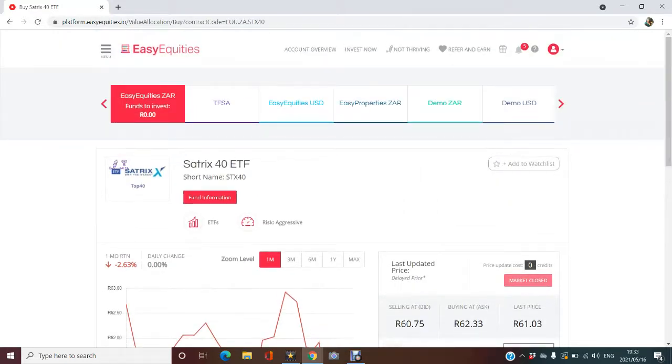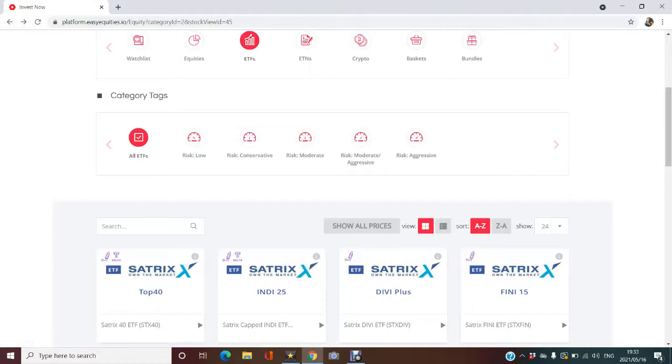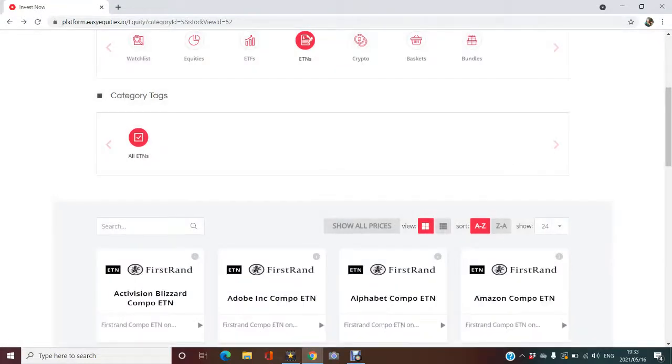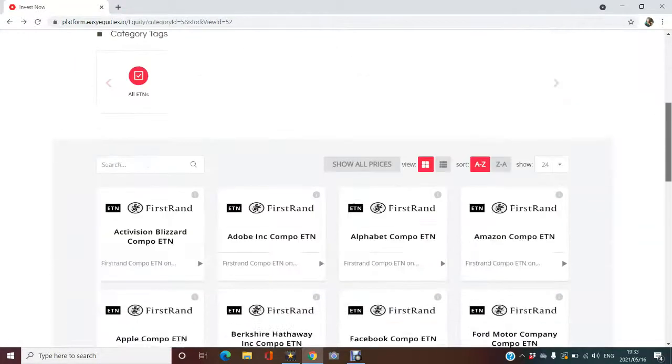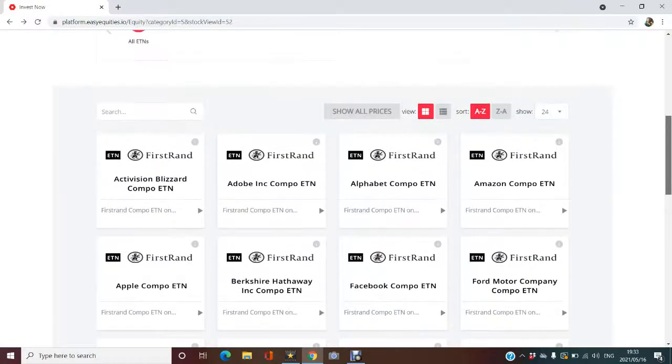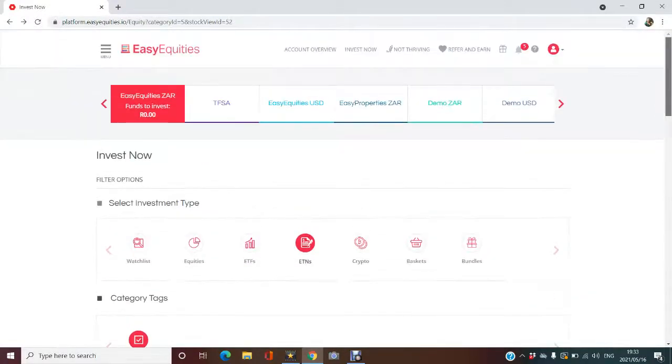Let's go back. So you can just see other things that are on there. You've also got your ETNs, these exchange traded notes. Okay. You also have your cryptocurrency.